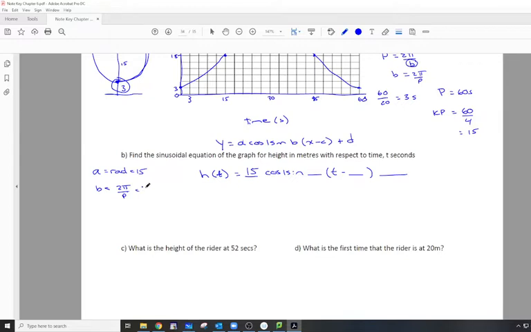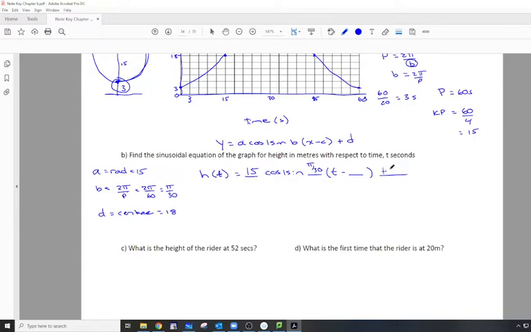So for us, it's going to be 2 pi divided by that 60 seconds. So I'm going to put it in a simplified fraction. Some textbooks don't simplify, which I find weird, but I'm going to. So I'm going to put it in as pi over 30. I'm going to skip phase shift for a bit, and I'm going to say that d is your center. So for our example, our center line happened at 18 meters.